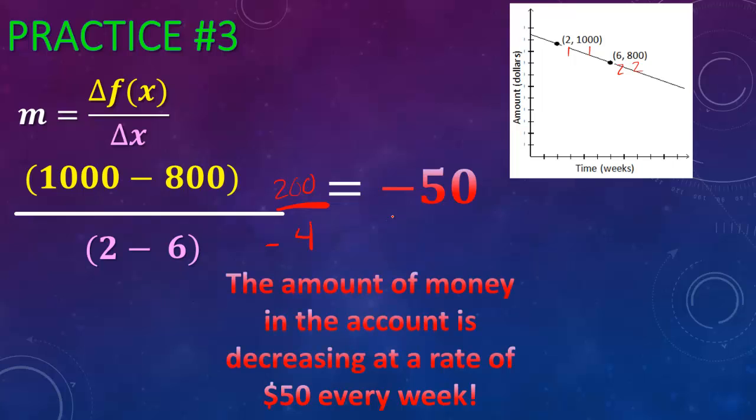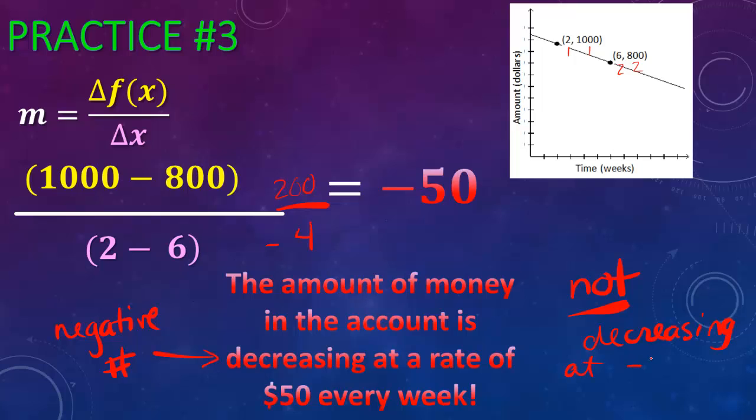So the amount of money in the account is decreasing, and that's because it's a negative number, at $50 every week. So even though it's a negative 50, we just say it's decreasing at a rate of $50 every week, not decreasing at negative $50, because that doesn't make any sense.